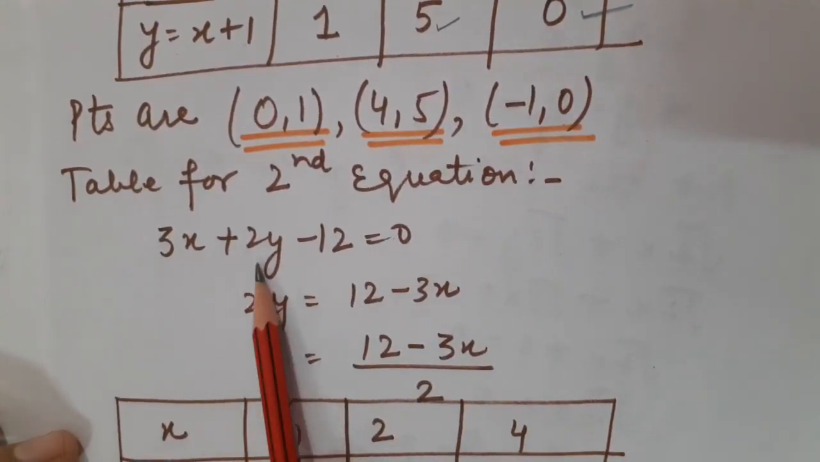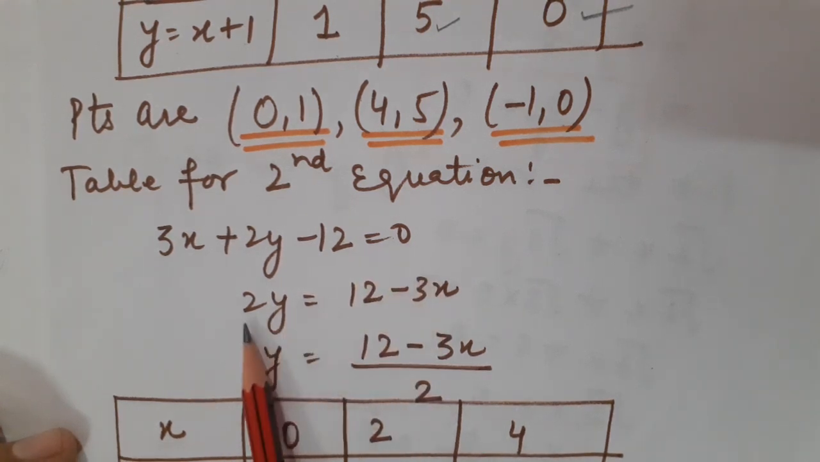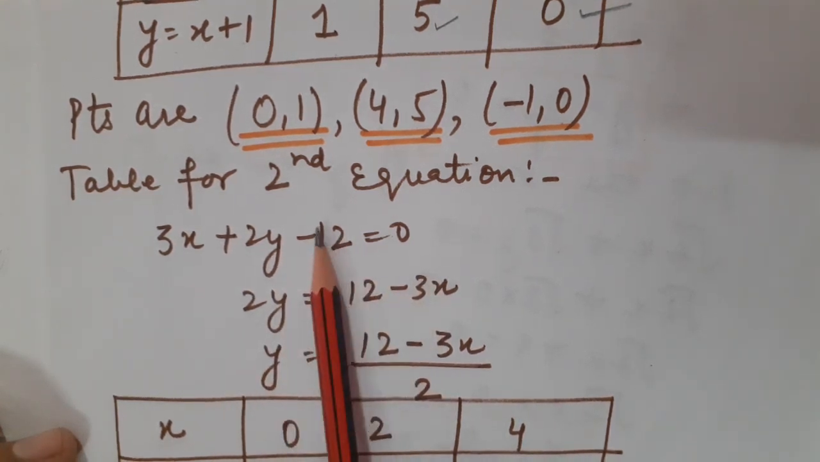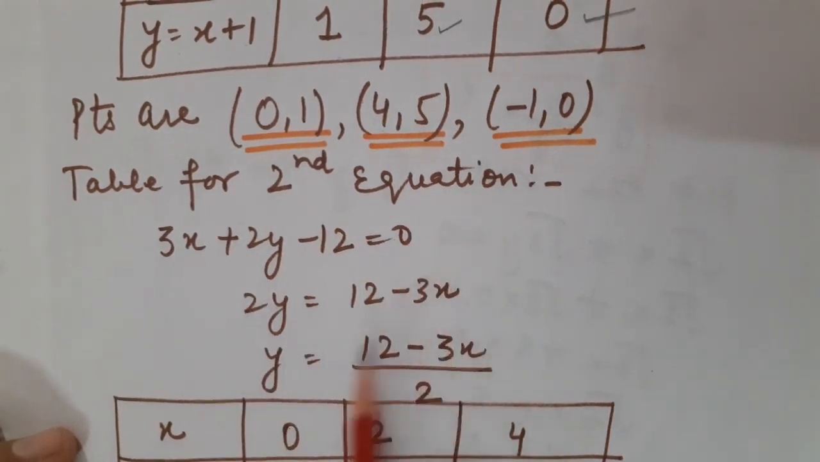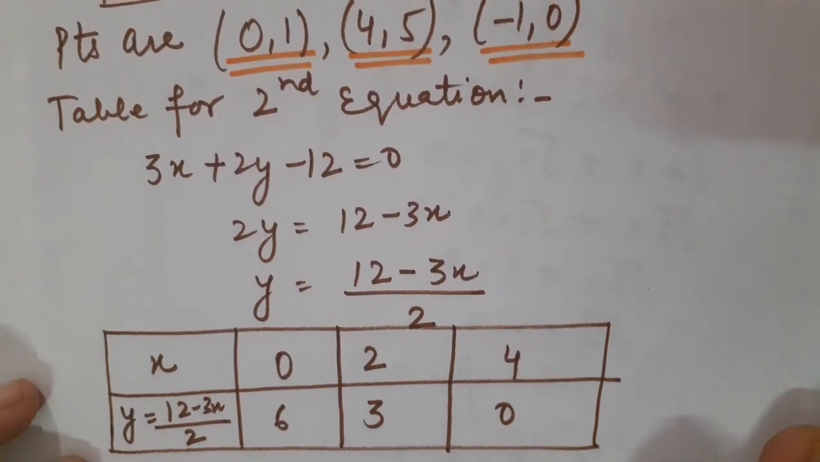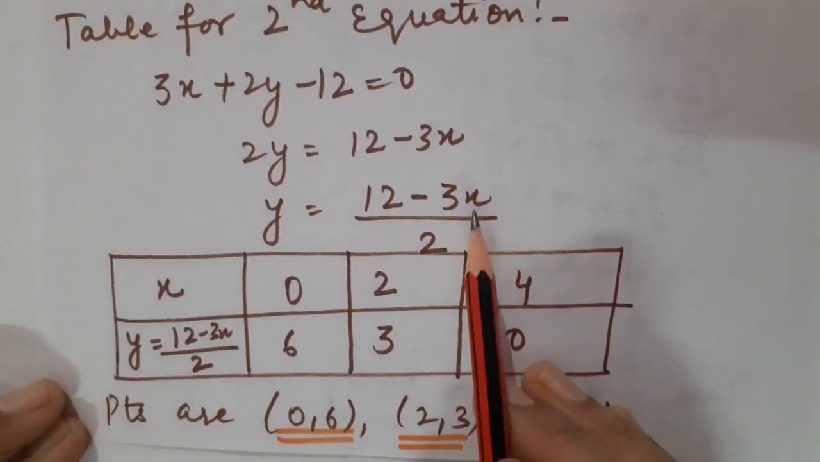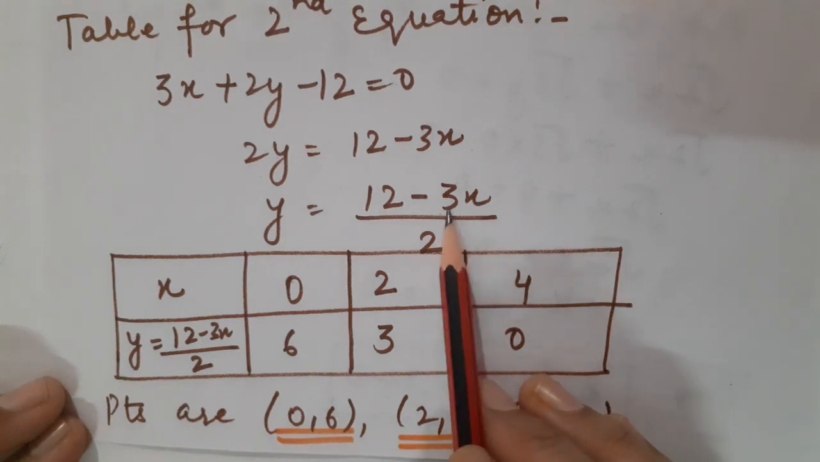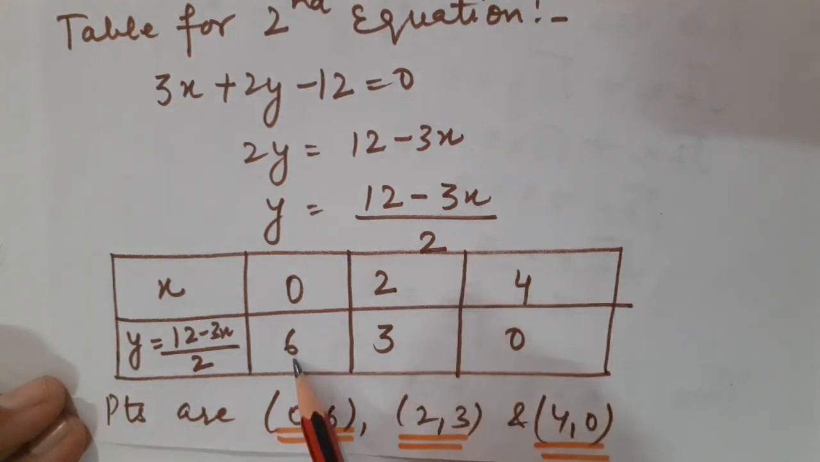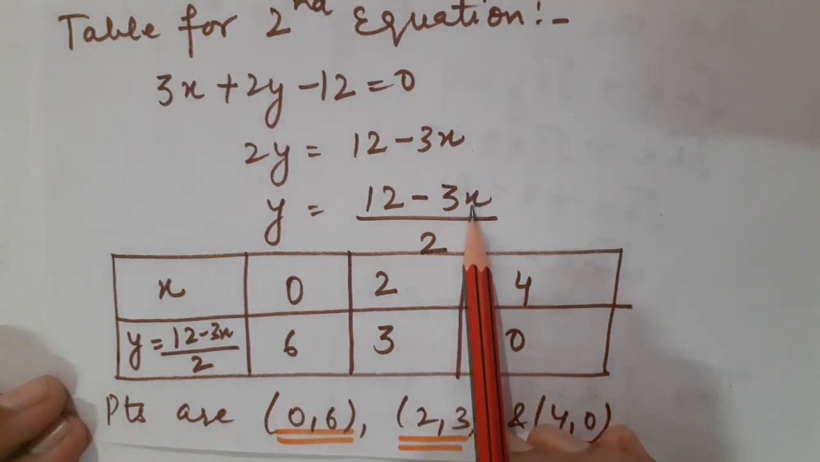This is 3x plus 2y minus 12 is equal to 0. So 2y is equal to 12 minus 3x. So what would be y? y is equal to 12 minus 3x upon 2. Now you keep on putting different values of x. Suppose here I put 0. So 3 into 0 will become 0. So what would be the value of y? That is 6. If here I put x is equal to 2.